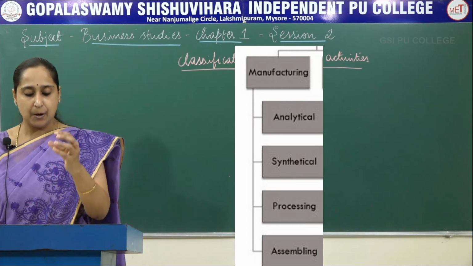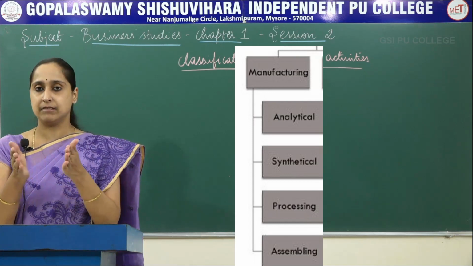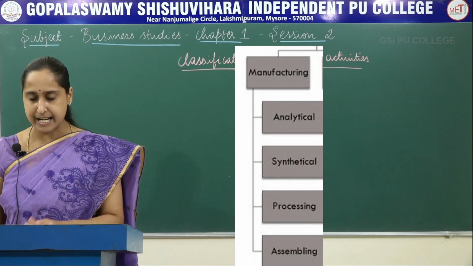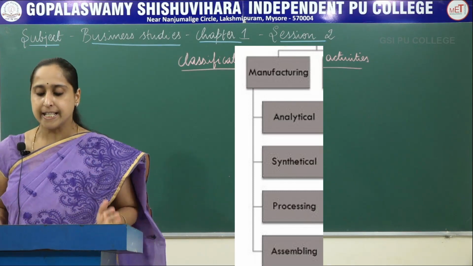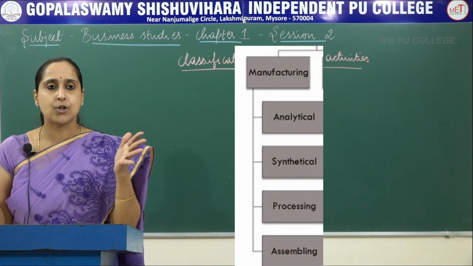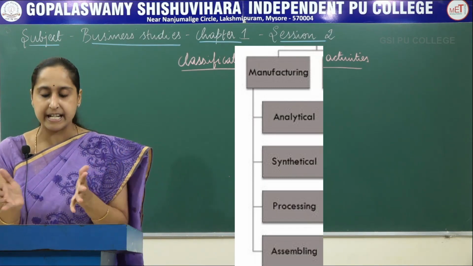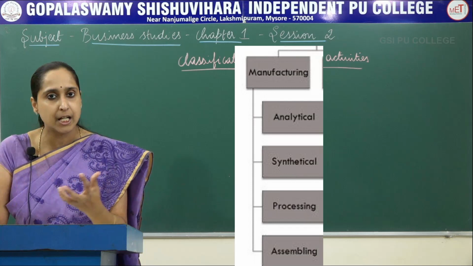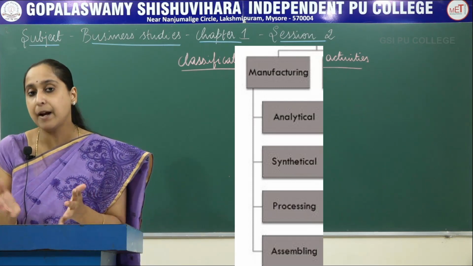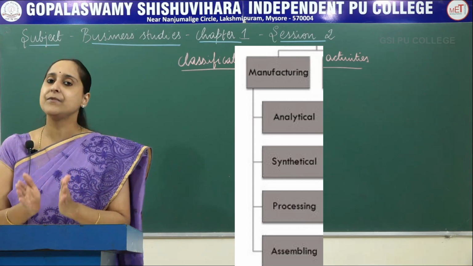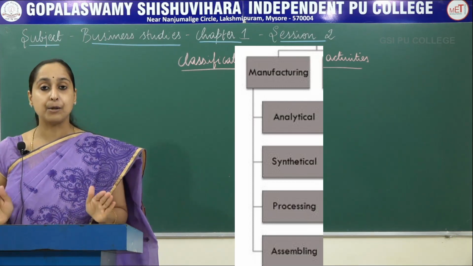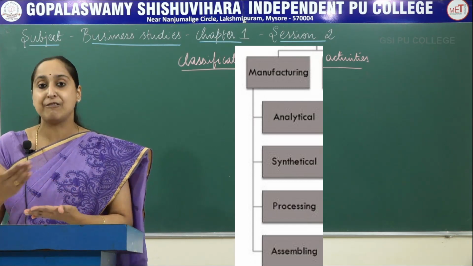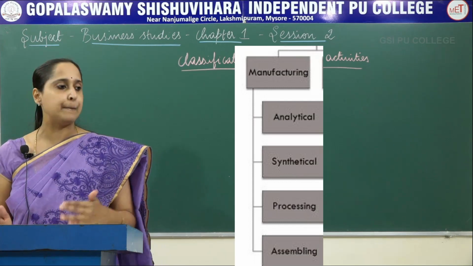Analytical industry, andre which analyzes and separates different elements from the same raw material. Next is synthetical industry. Synthetical industry means one which combines various ingredients into a new product. For example, cement. ಇವಾಗ cement ಮಾಡಬೇಕು ಅಂದ್ರೆ ಬೇರೆ ಬೇರೆ ತರ raw materials ಬೇಕು. ಅದನ್ನೆಲ್ಲ combine ಮಾಡಿದ್ರೆ ಒಂದು product ಮಾಡುತ್ತೆ. So ಅದನ್ನ ನಾವು synthetical industry ಅಂತ ಕರಿತೀವಿ. Next is processing industry. Processing industry means it involves several stages in the manufacturing of a particular product. For example, sugar and paper.